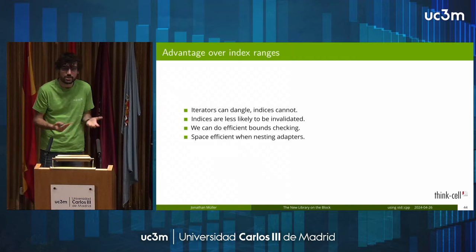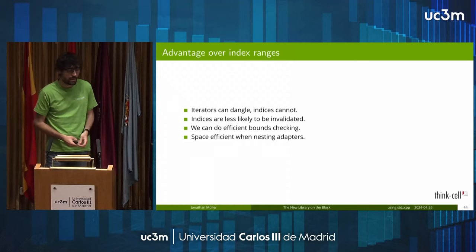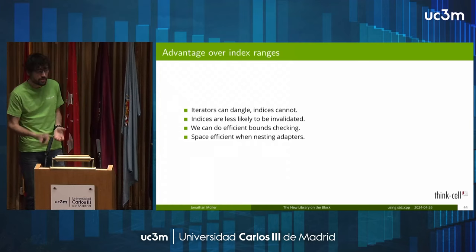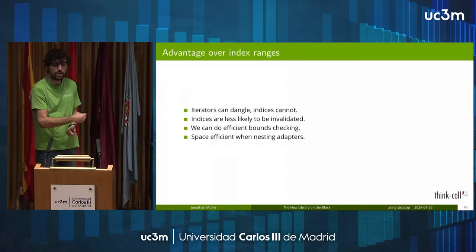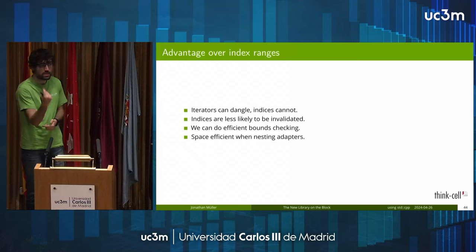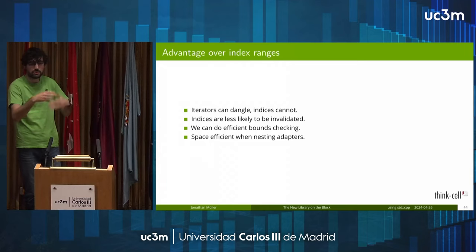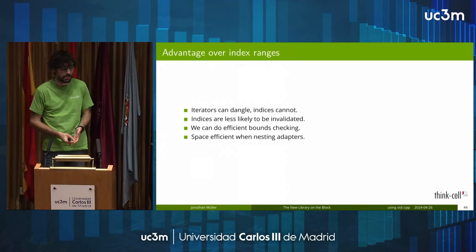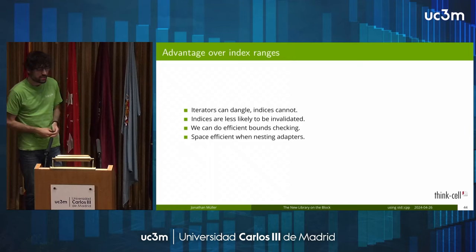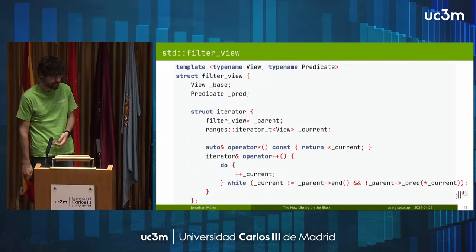Indices are also less likely to be invalidated. An index into a vector isn't invalidated when the vector regrows, unlike an iterator, which is a pointer. We can also do efficient bounds checking. When we dereference the index, we are in the range object, which knows its size. So we can easily do a bounds check in there. When you dereference an iterator, you don't know the memory region you're in without having to store additional state in every iterator. And indices are also space efficient when you're nesting adapters, which is a real problem that standard ranges has.